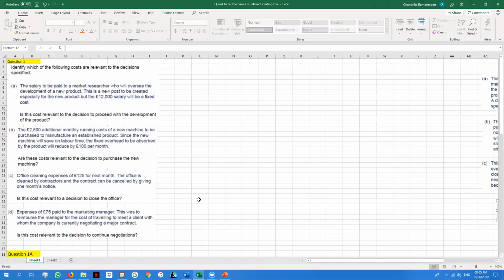And this is exactly what happens here. Although the 12,000 will be a fixed cost, meaning that a fixed cost is one that does not change regardless of changes in output, it is a new post being created. And if the company decides to go ahead with the development, they will have to incur this additional 12,000. So clearly it is fixed.